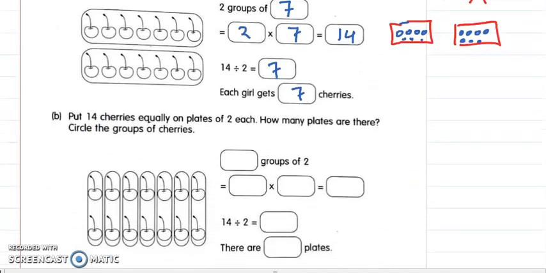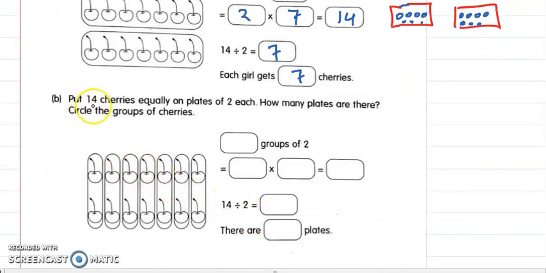Now the next question is: put 14 cherries equally on plates of 2 each. How many plates are there? Circle the groups of cherries. Again, I will draw the 14 cherries, and this time the question is slightly different. 1, 2, 3, 4, 5, 6, 7, 8, 9, 10, 11, 12, 13, 14. Right now we have to make groups of 2.